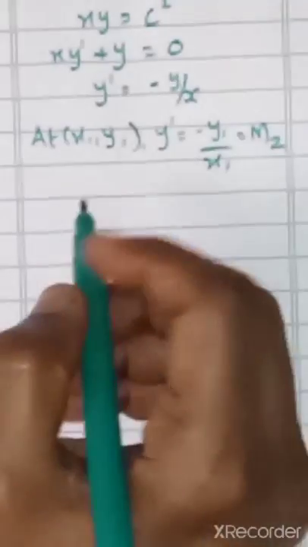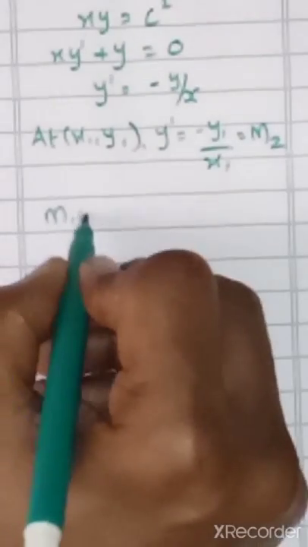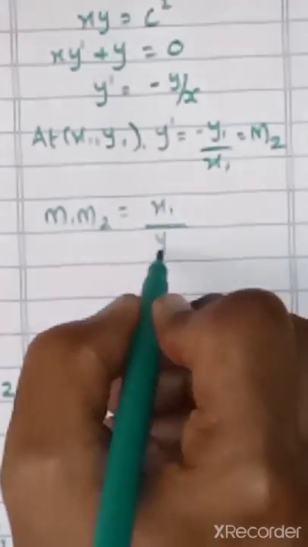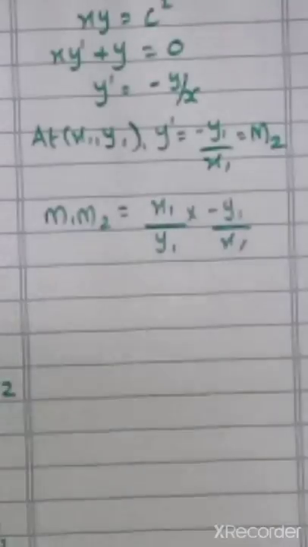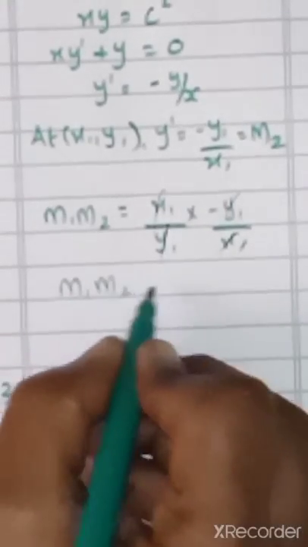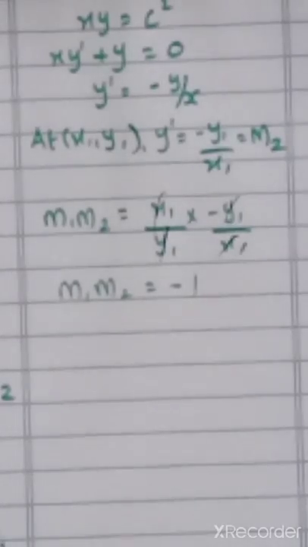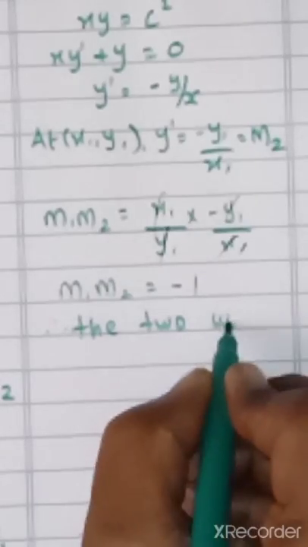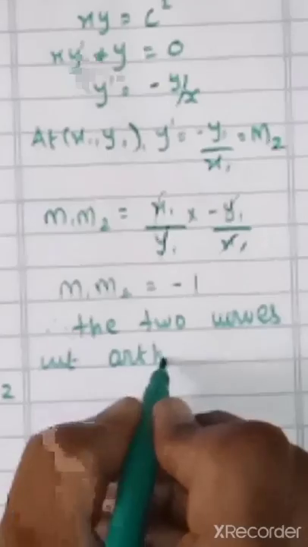Right? Now, since it is orthogonal, we have to use the perpendicular condition. So m1 m2 equal to, m1 is x1 by y1, m2 is minus y1 by x1. If we cancel, what will you get? m1 m2 equal to minus 1. Since we got m1 m2 equal to minus 1, we can say that therefore the two curves cut orthogonally.